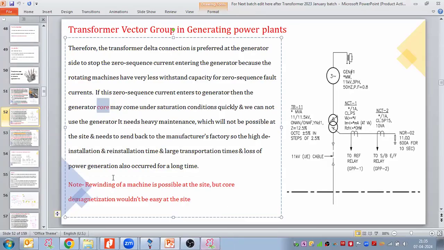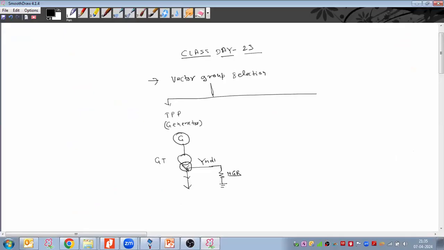So in order to protect the generator core by limiting this line to ground fault current, we are using the NGR here. So the NGR basically limits the line to ground fault current, but why are they limiting this? Because they want to protect the generator core against a high amount of line to ground fault current. So whenever we have any transformer which is connected to a generator, which is rotating equipment, we have to put the NGR. I'm taking the same example.